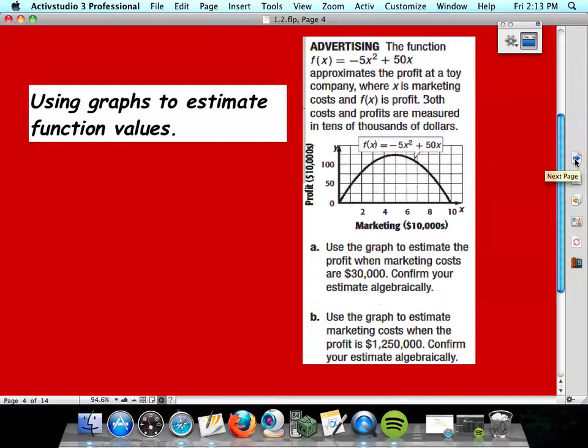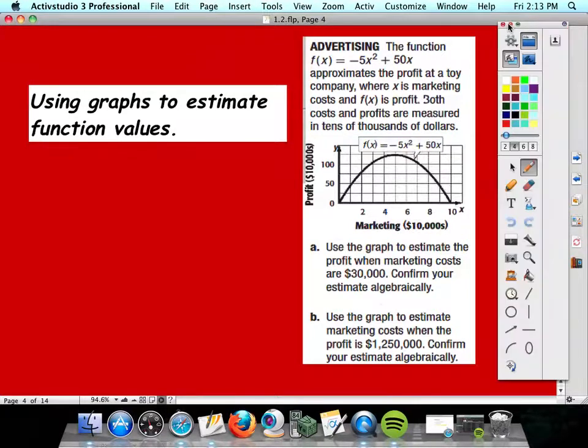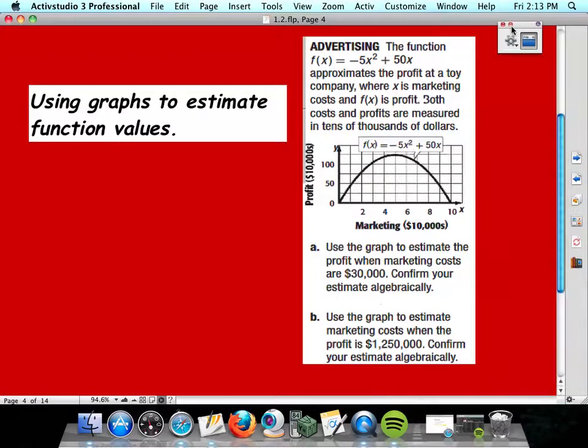Now, this problem says the function f of x equals blah blah blah approximates the profit at a toy company where x is marketing cost and f of x, or y, is the profit. Both costs and profits are measured in tens of thousands. So when you look at this, that 50 right there is really 50 times 10,000, which is 500,000. That's really a million. Down here, that's 20,000, 40,000, 60,000. So part A, use the graph to estimate the profit when marketing costs are 30,000.